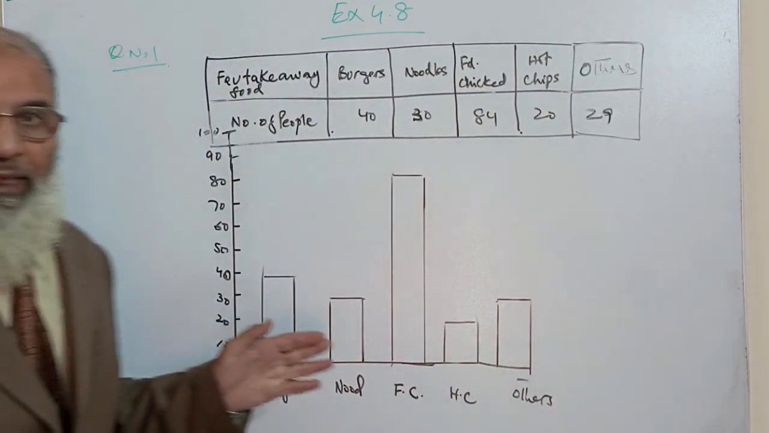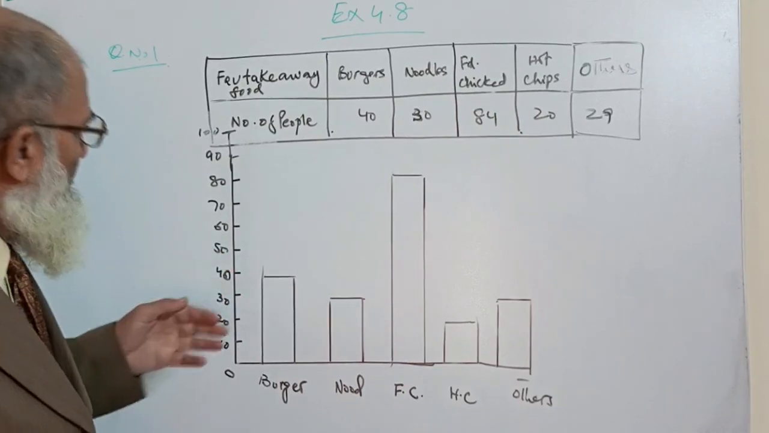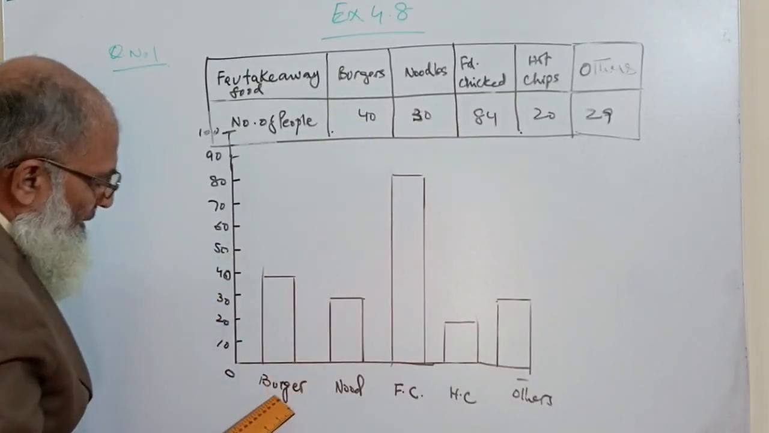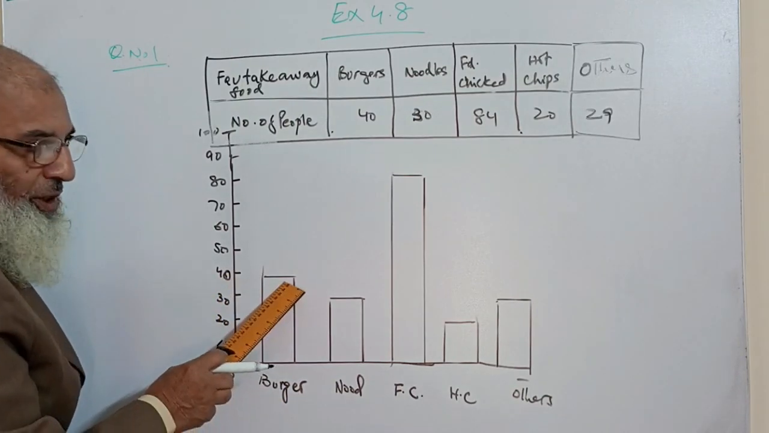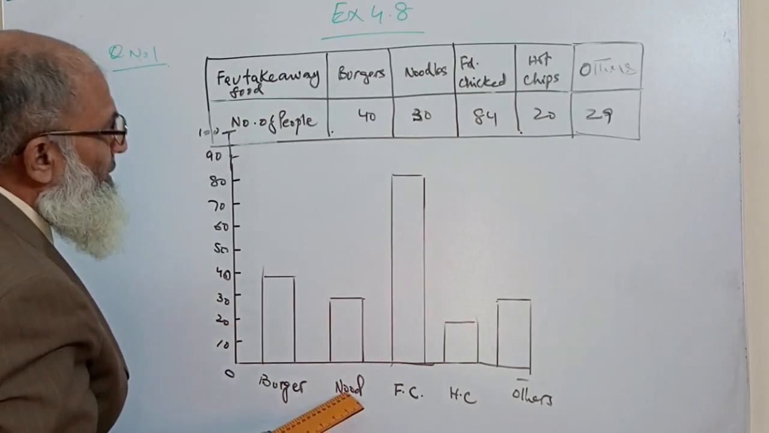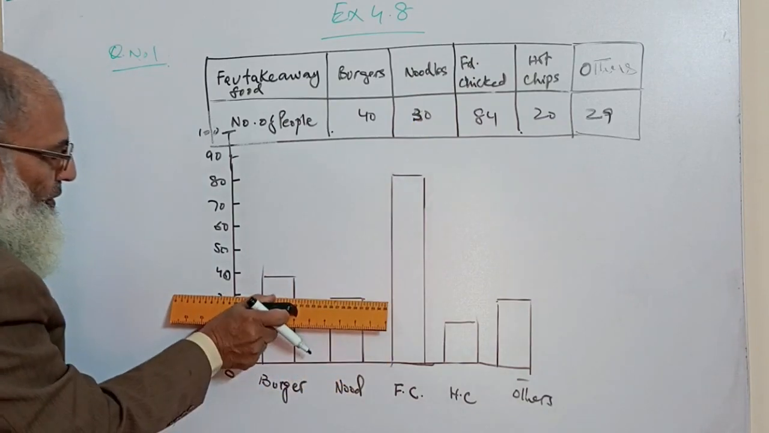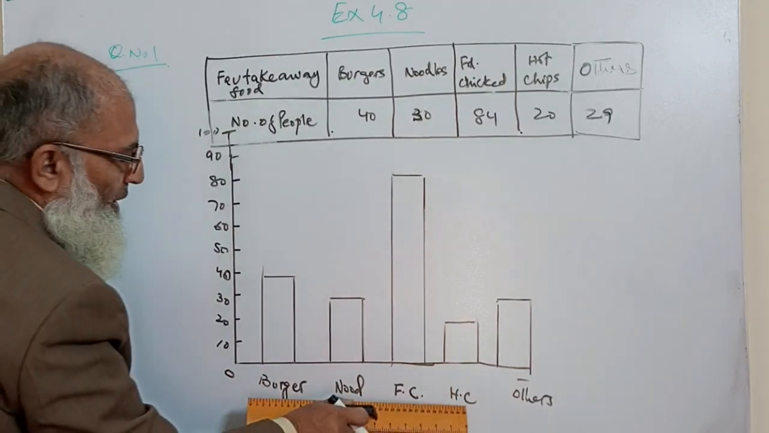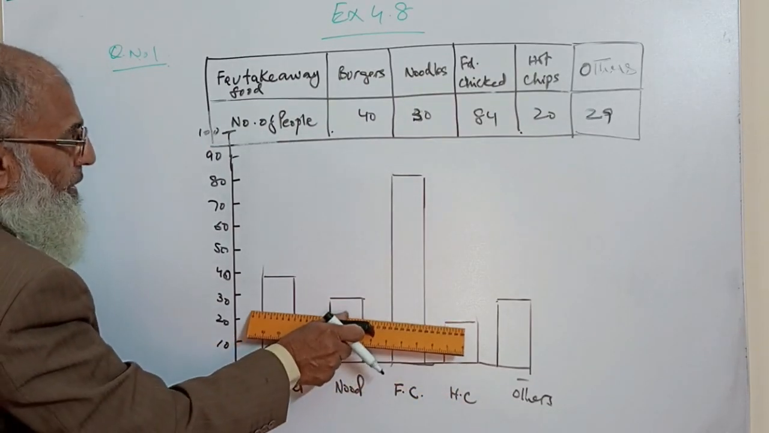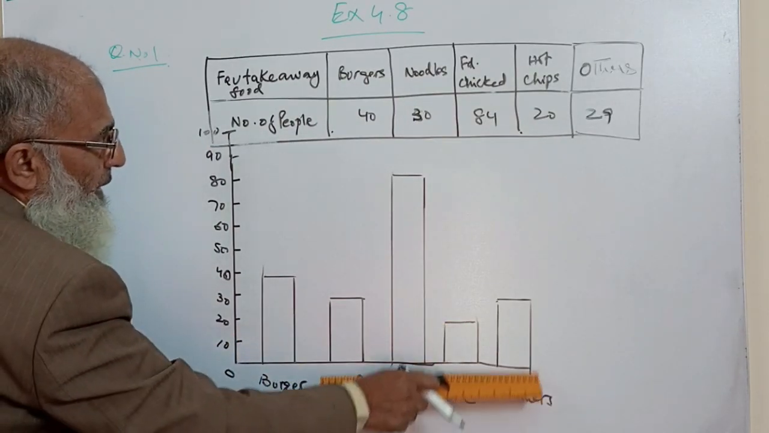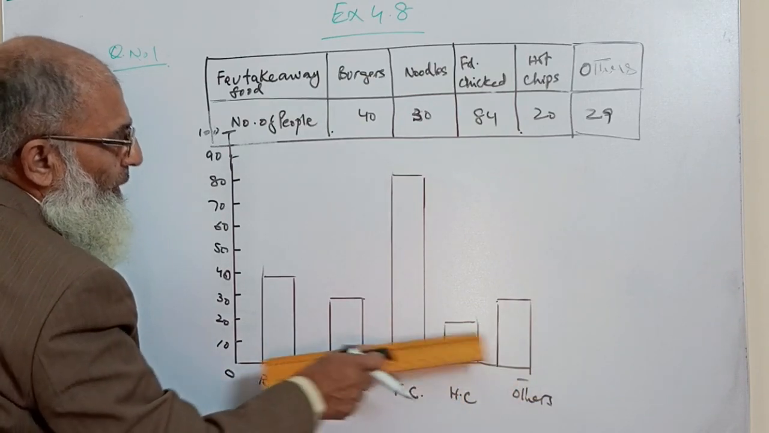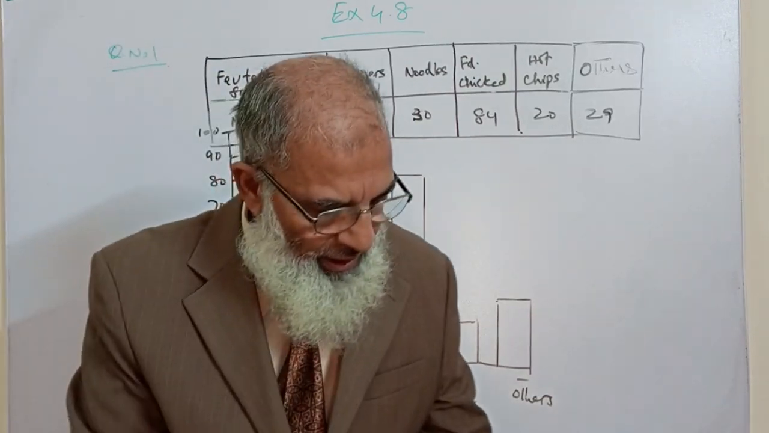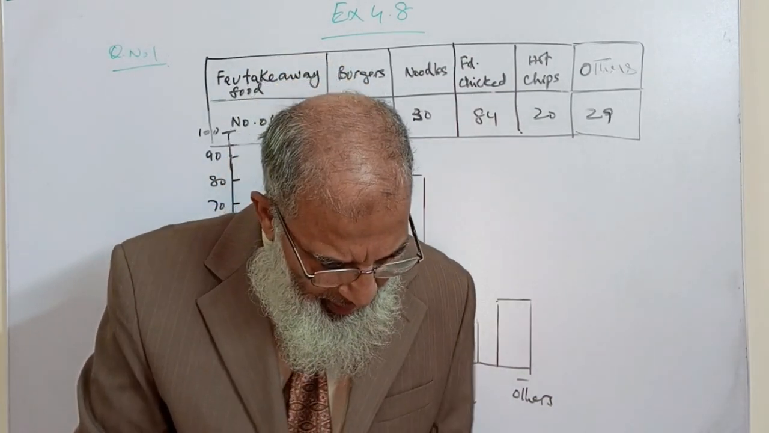Now this is the bar diagram which was asked of us. You can easily check that the burgers are 40 people, noodles 30 people, fried chicken 84 people, hot chips 20 people, and others are 29 people. So this was very easy to draw the bar diagram.